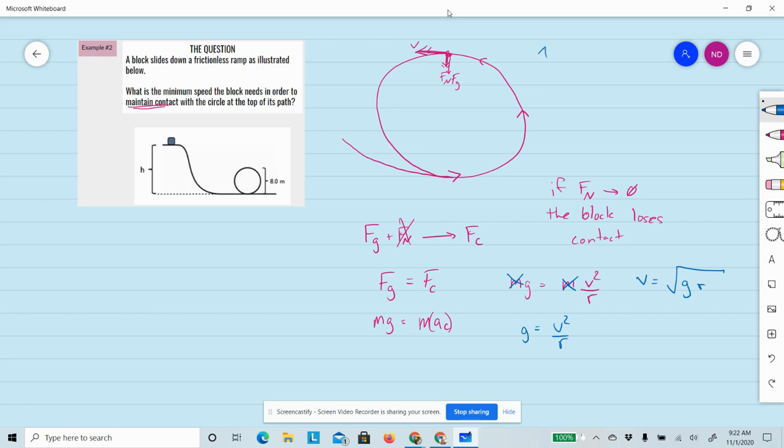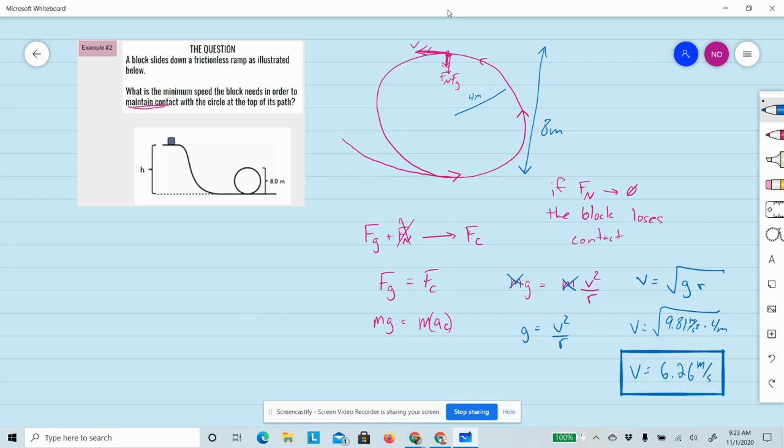Well, this whole thing is 8 meters, so the radius is 4 meters. So v is going to be the square root of 9.81 meters per second squared times 4 meters. v is going to be 6.26 meters per second. And that's the answer.